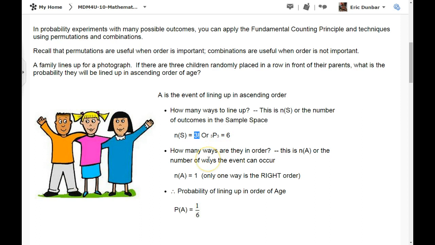So now, how many ways are they in the correct order, in ascending order? And this is going to be your n of A, so the number of events, not the total number of the sample space. And in this case, there is only 1 right way to do things. So n(A) is equal to 1. So in this case, the probability of lining up according to age is 1/6, 1 being the number of events that we care about, 6 being the total number of ways to line up.